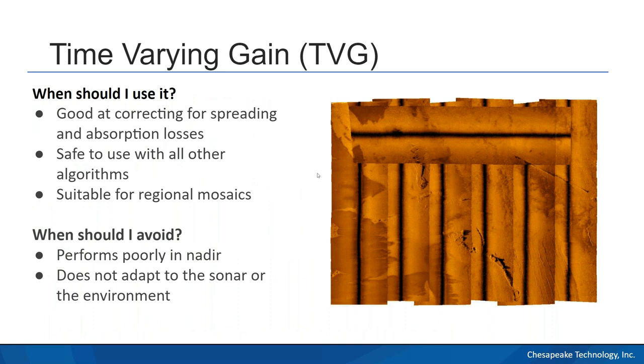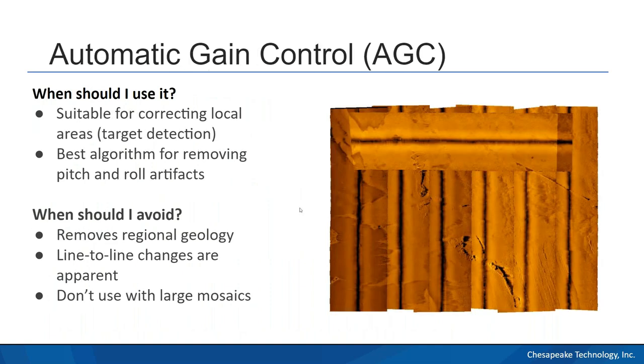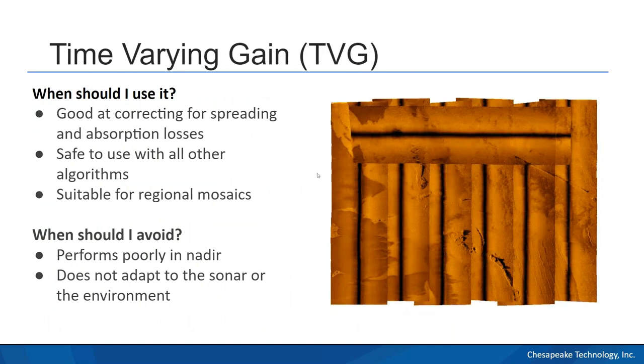And just to kind of flip back through them again so you can see them in comparison. So here's TVG and automatic gain control. This TVG is the manual mode for TVG, and you can see the geology is preserved. You can see nice definition there, but the edges of the lines show up more. It's not as good as EGN at removing that stuff, because it's not doing a beam pattern correction, basically.